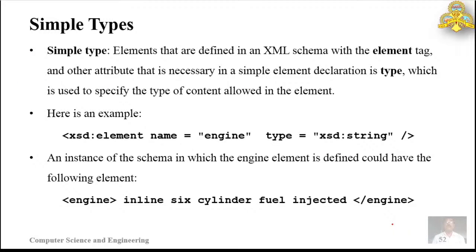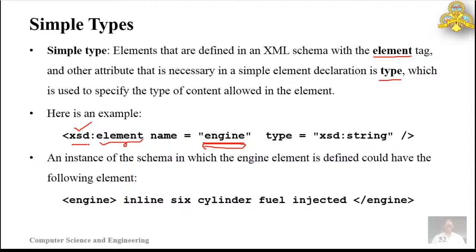So now, how are simple types defined? Simple types are defined in XML schema with the element tag, and also the type of the base element is to be specified. So for example, here engine is the user defined simple type and it is defined by using the element tag. Schema defined is in XSD.